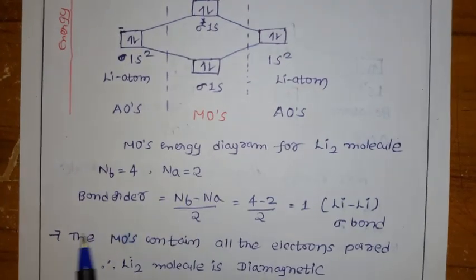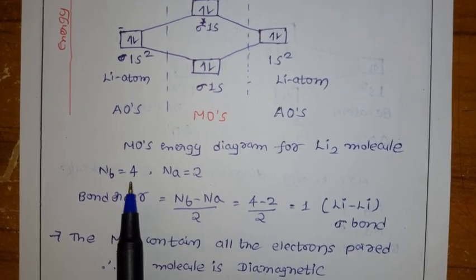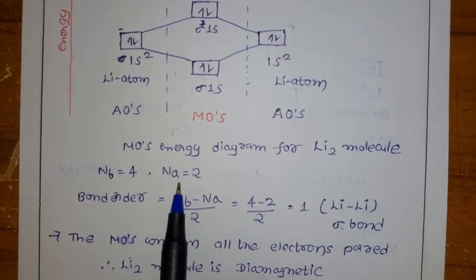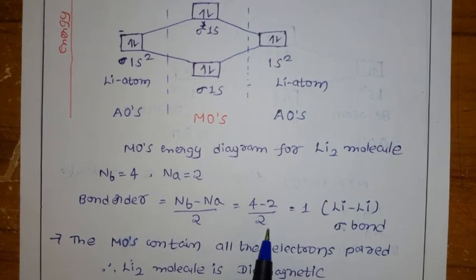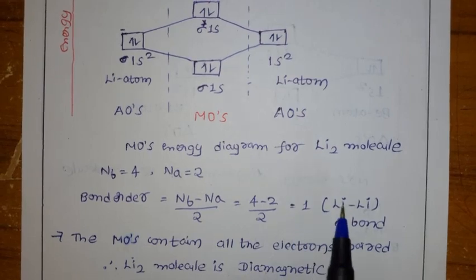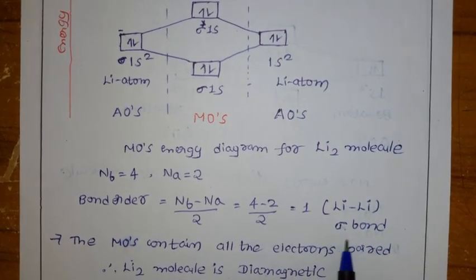So 2. Now come to bond order, we have the formula Nb minus Na by 2. So the total number of bonding molecular orbital electrons, how many? 4. Antibonding, 2. So 4 minus 2 by 2 equals 1. So there is one bond between the two lithium atoms. So here we have one sigma bond.